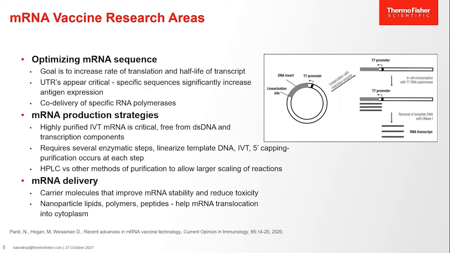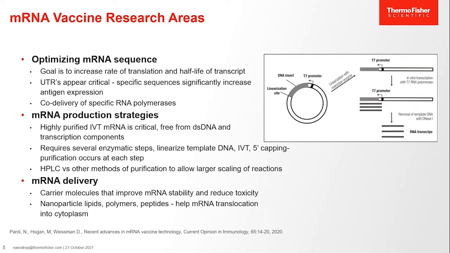If we think about the steps that have to happen once the mRNA is injected into our body to elicit an immune response, there are 3 areas of focus. The first, as I described on the previous slide, is to optimize the mRNA sequence such that the rate of translation is high and its half-life in the cell is increased. Secondly, is how the IVT mRNA is purified. It's important that it's free from the double-stranded DNA template as well as transcription components.